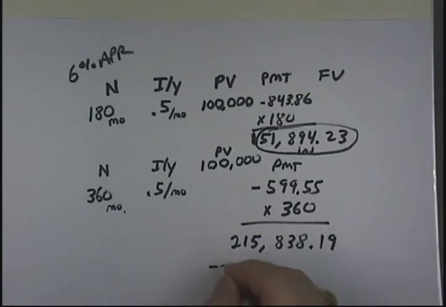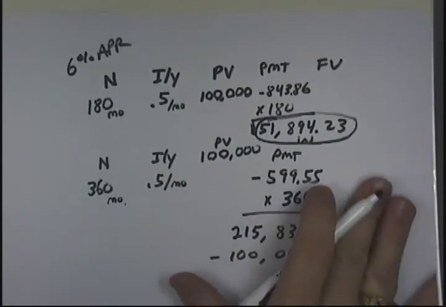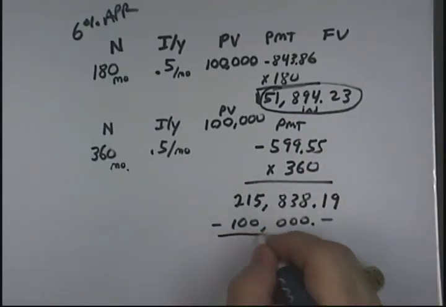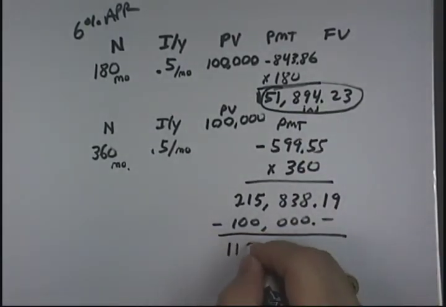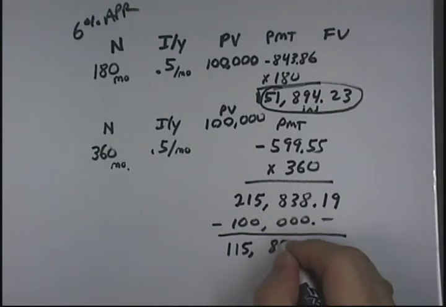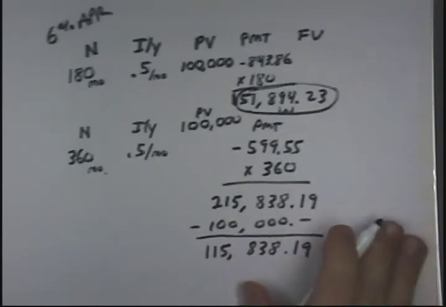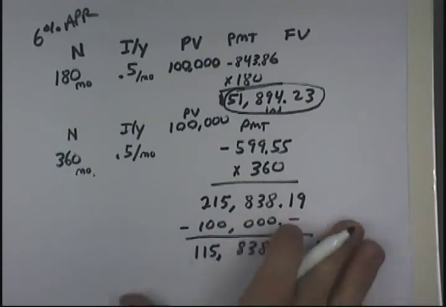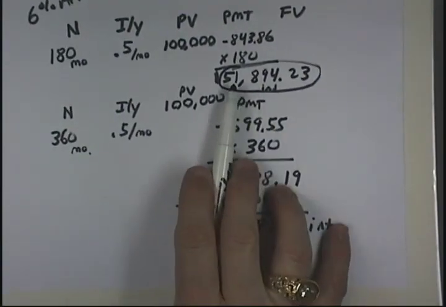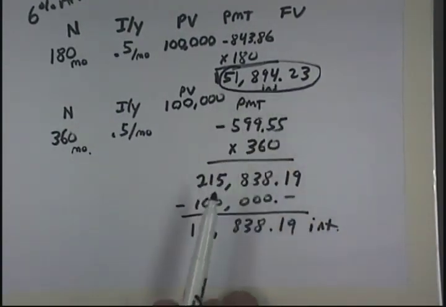$215,838.19. We borrowed $100,000, so anything over and above the $100,000 we borrowed is interest. So $115,838.19 is the interest, and that is well more than the $51,894 we paid on the 15-year loan.